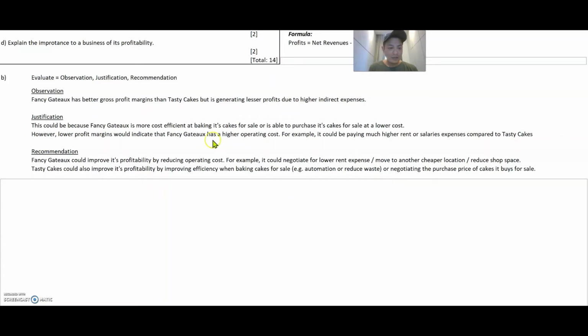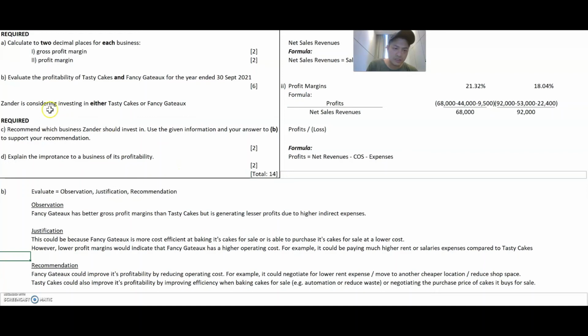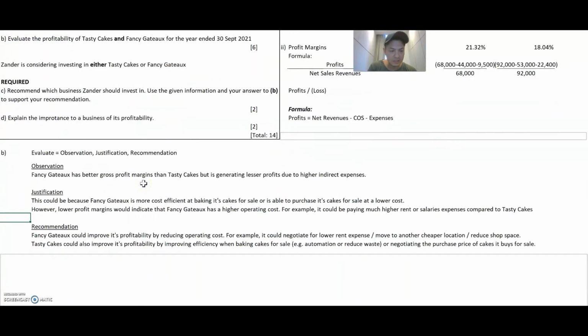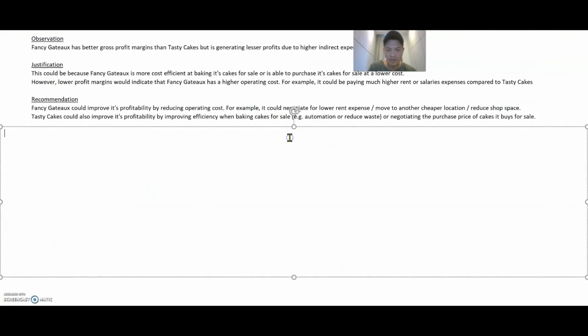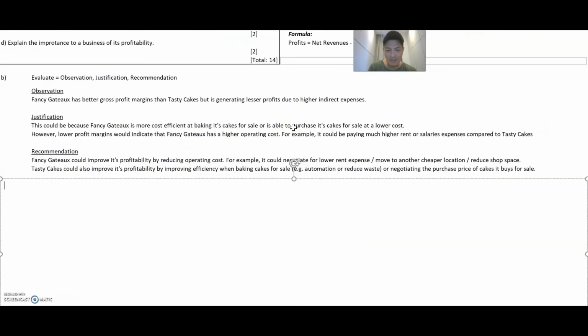Okay, all right, so what's the next part of the question? Xander is considering investing in either one of these businesses, and we're supposed to recommend which one they should invest in, using all this information, and explain why. And then the next part is to explain the importance of profitability to the business. So let's look at the first part first. Which business would I recommend Xander to invest in?